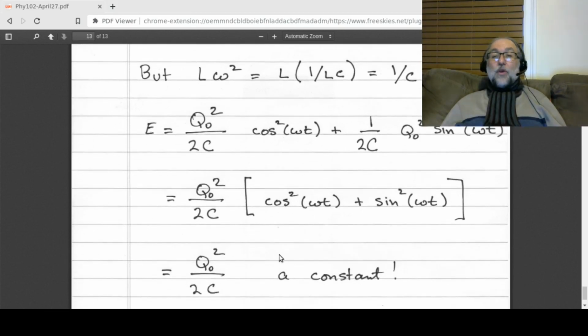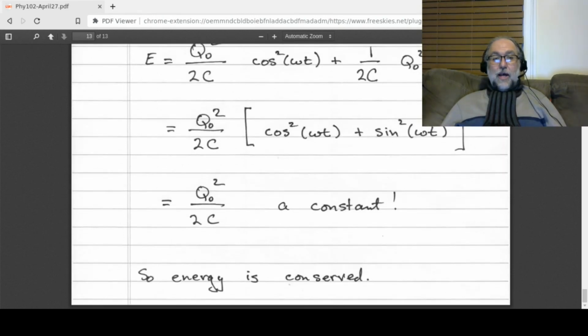If you remember your trig identities, cosine squared of an angle plus sine squared of an angle equals 1. So even though the cosine varies in time and the sine varies in time, together cosine squared plus sine squared don't vary. They're constant, equal to 1. And so the energy is a constant, Q naught squared over 2C. So the energy is conserved.